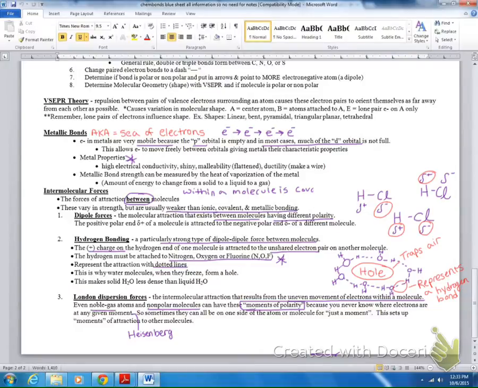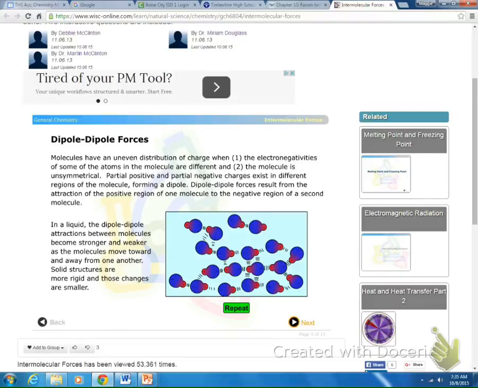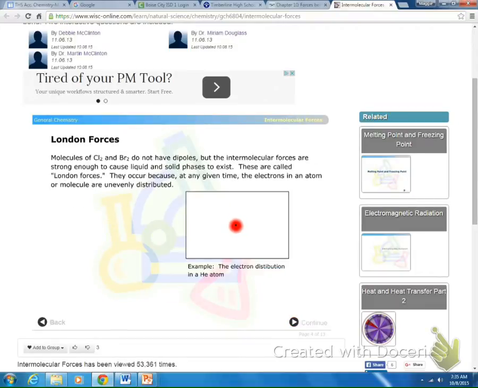So basically the Heisenberg theory is why we have London dispersion forces, because we've got electrons traveling around those atoms at different rates and we don't exactly know where they are at any given time. And here's an example of London dispersion forces where we've got that electron cloud and those electrons are moving variably around that nucleus.